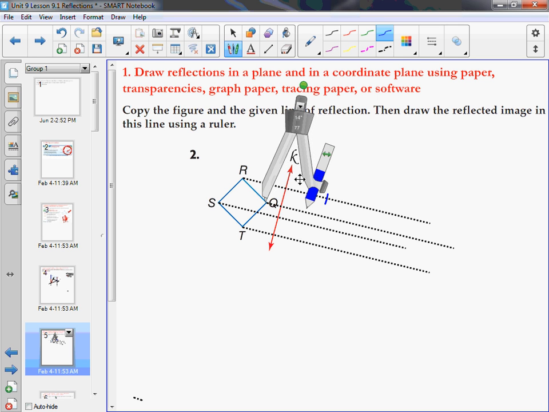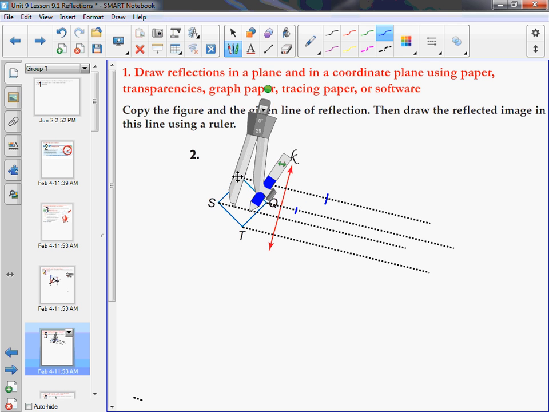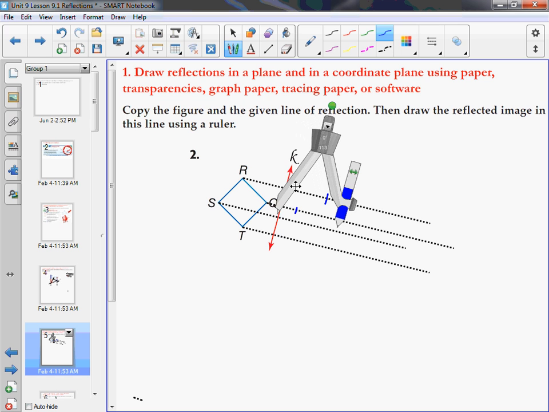Then go to a new point. Point to Q. Use your compass to measure the distance from Q to the line of reflection. And then put Q prime the same distance away on the other side. And then do the same thing for all your remaining points. Use your compass to measure the distance from the point to the line of reflection. Then put the corresponding point the exact same distance away on the other side of the line of reflection.